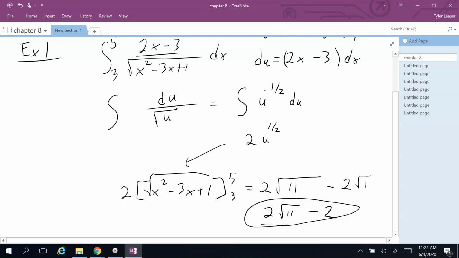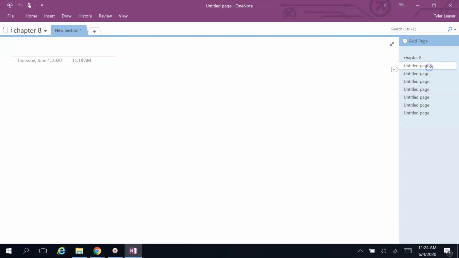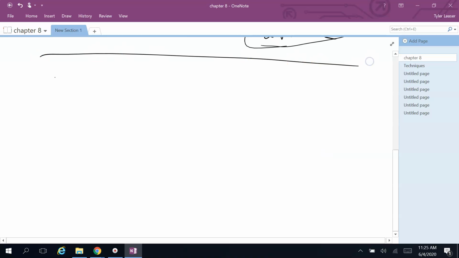All right, so that's just the first example, and again, that's something that you've already learned in the past, u substitution. I'm going to make a new page here, and this new page is all going to be labeled techniques. So these are all the different techniques that you can use to solve integrals. The first technique is just a regular u substitution. We're going to look at a lot more techniques here in just a second. Okay, moving on to the next example. So next example here, example 2.